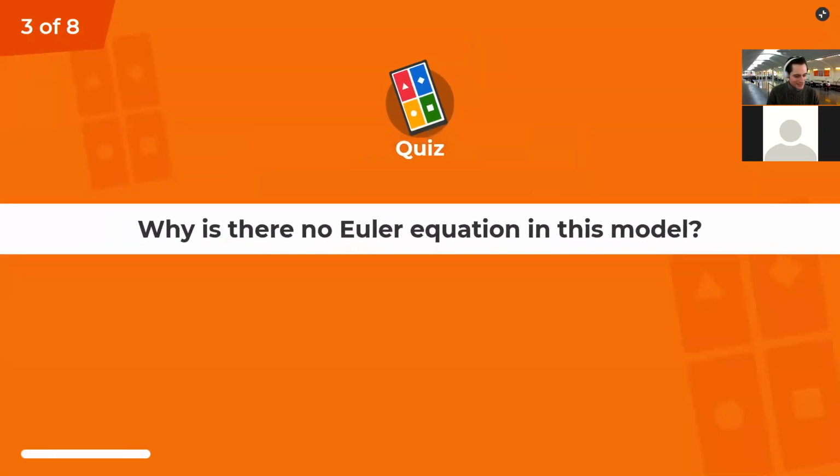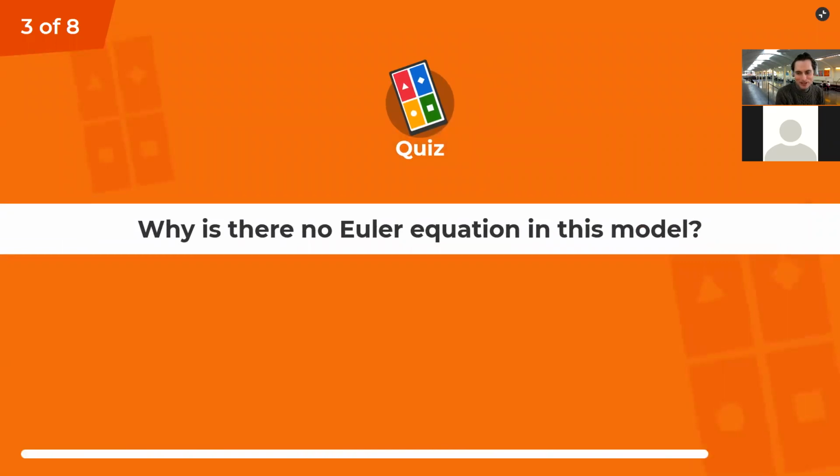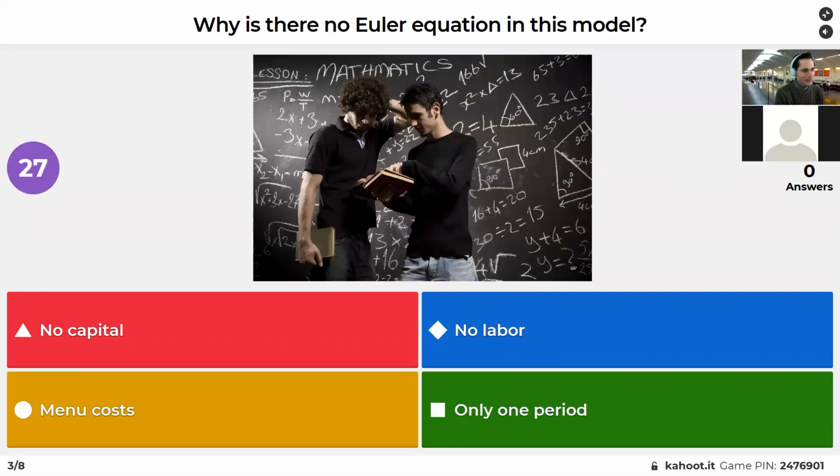Oops, I should have let that adjust. Sorry. Why is there no Euler equation in this model? The other models we looked at all had an Euler equation, right? Relating consumption tomorrow to consumption today. Why in this model is there no Euler equation?